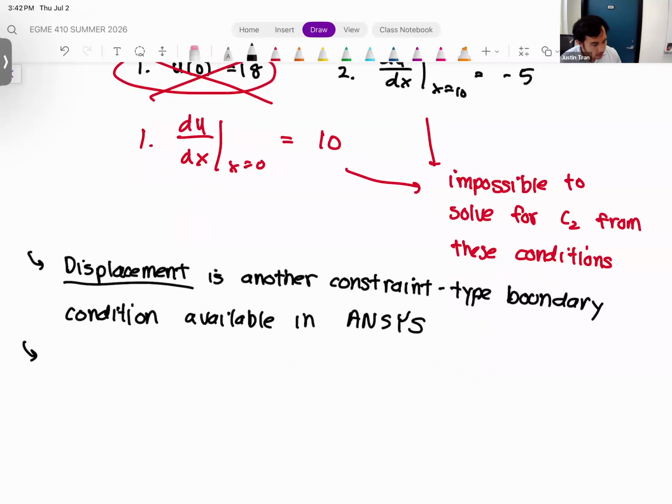And then if you're going to run a heat transfer simulation, a thermal simulation, the primary solution variable is temperature.